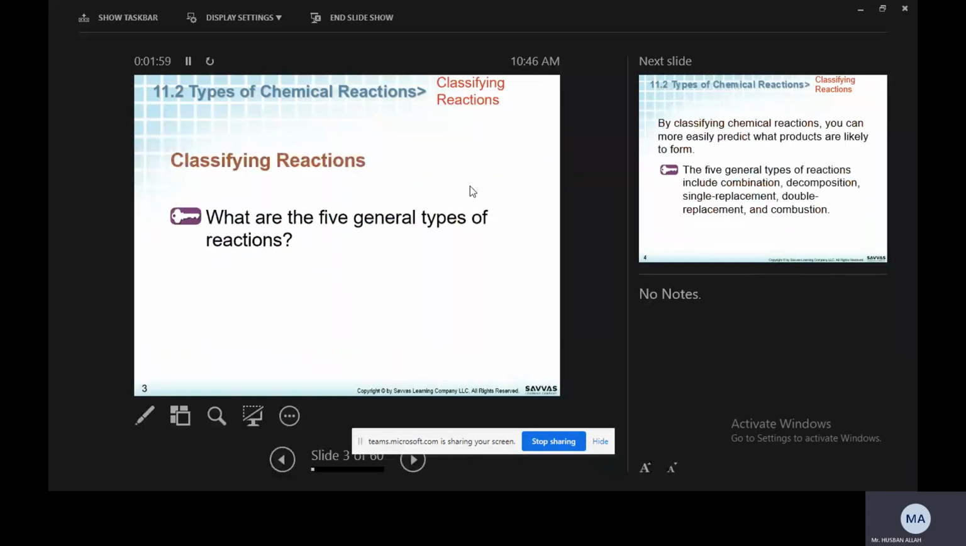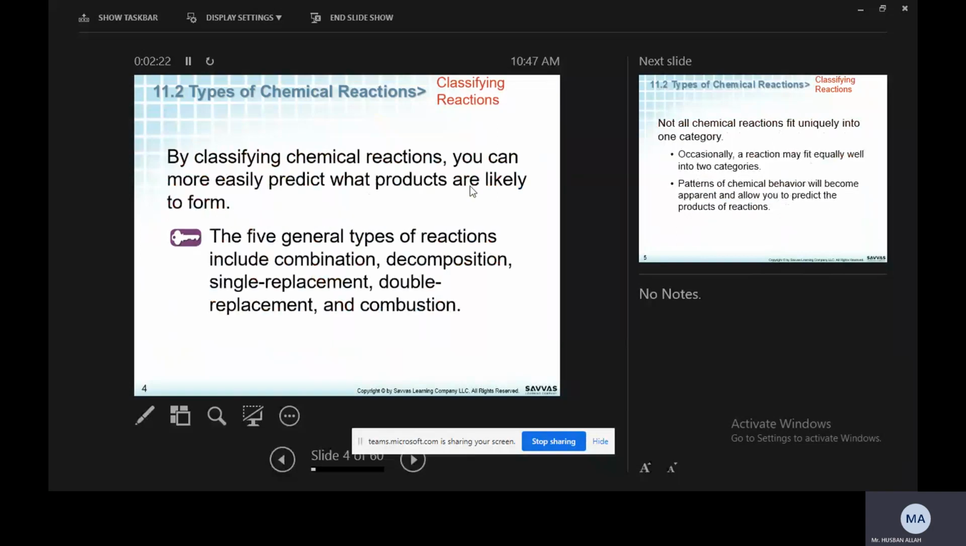So, these reactions are divided into how many types? Five general types, right? On the other hand, we have a different classification for reactions. Based on energy utilization, we have two types, spontaneous and non-spontaneous, right? But for the complete general types of reactions, we have five types. By classifying chemical reactions, you can more easily predict what products are likely to form. The five general types of reactions include, first, combination reaction.